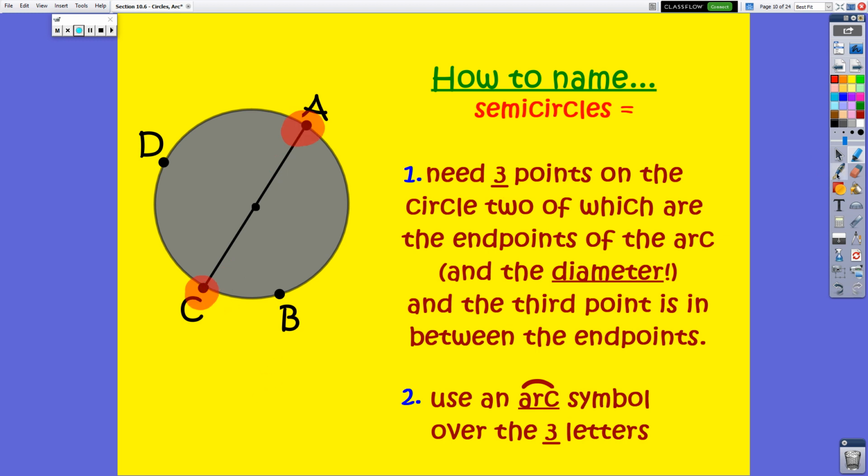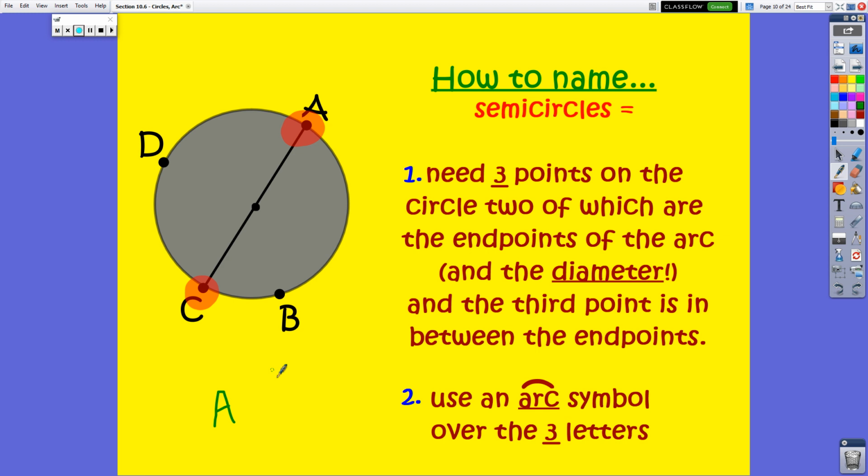And you might go, well, if I wanted to call this arc AC, then my question would be, which arc are you talking about? Because technically there's 2 arc ACs. There's this arc AC and there's this arc AC. And if I needed a specific arc, you would need to give me a little bit more information. So that's why we need that 3rd letter.